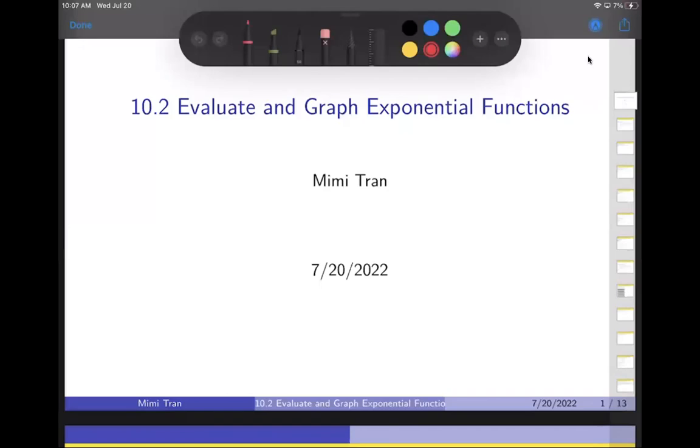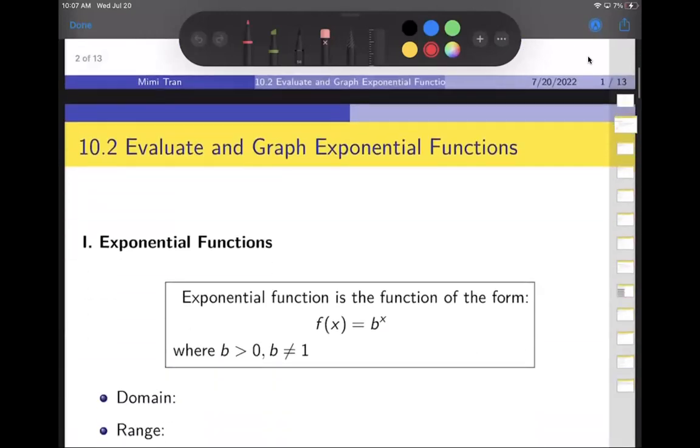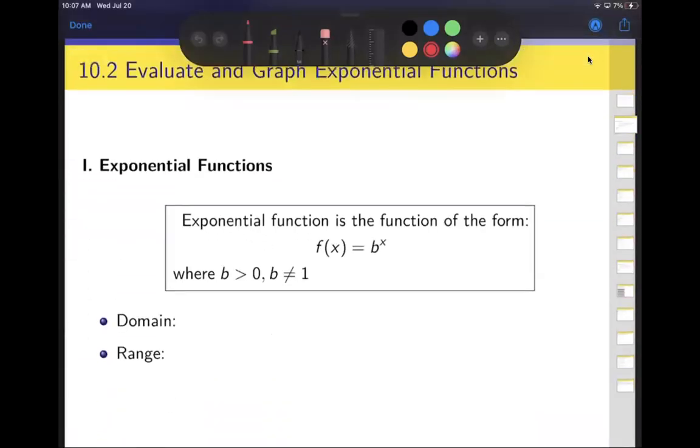Okay, so 10.2 is evaluating and graphing exponential functions. An exponential function is a function of the form y or f of x equals b to the x, where b is greater than 0 and b cannot be 1. Well, if it's 0 to the x power, it's going to be 0, right? Or if b equals 1 and it's 1 to the x, it's still equal to 1. So those are constant functions, no longer exponential, right? So we need b to be not equal to 1, and it has to be greater than 0.